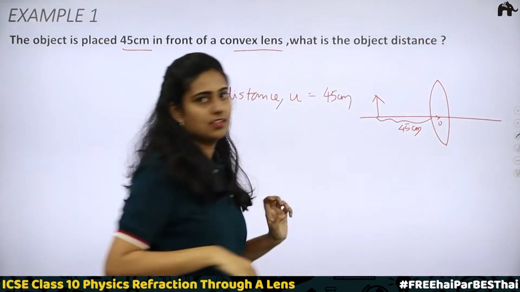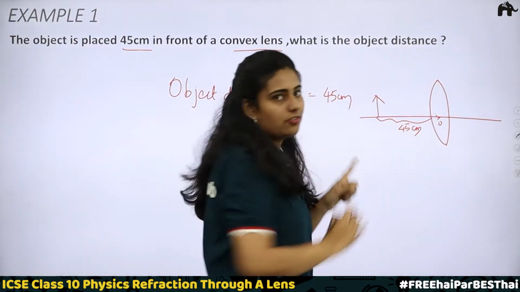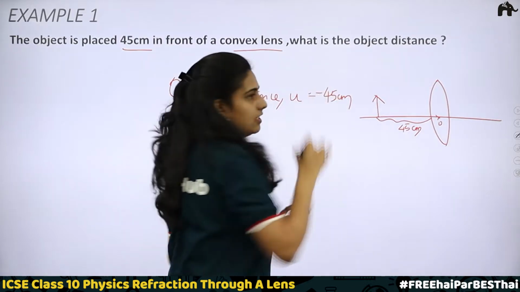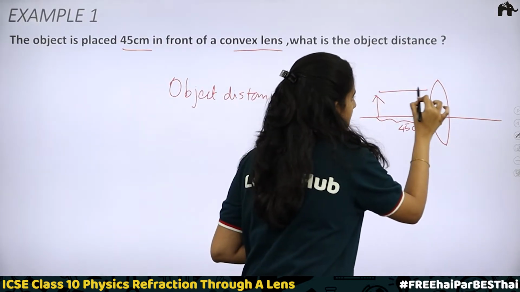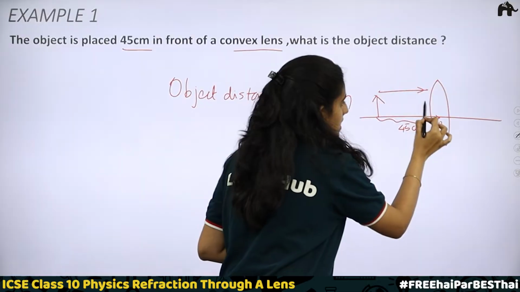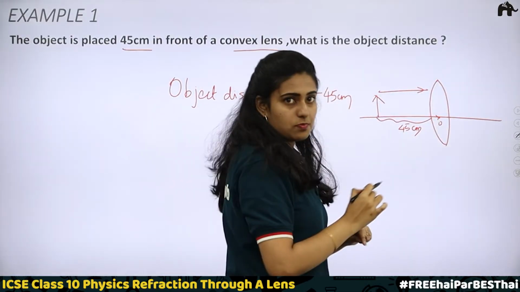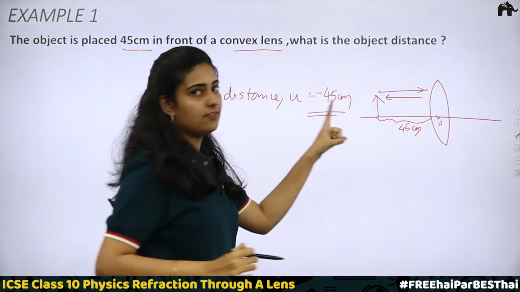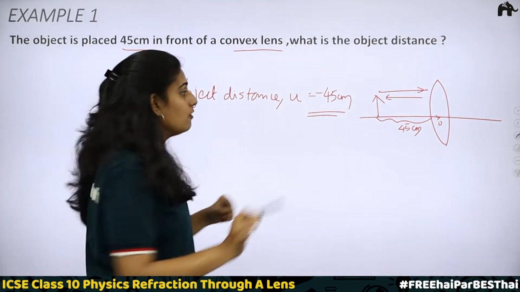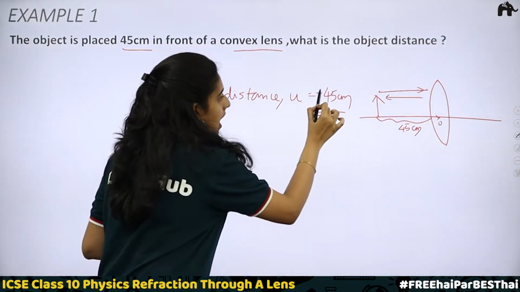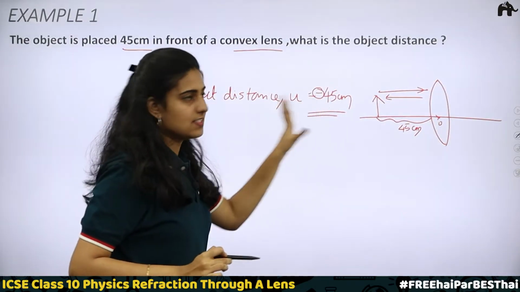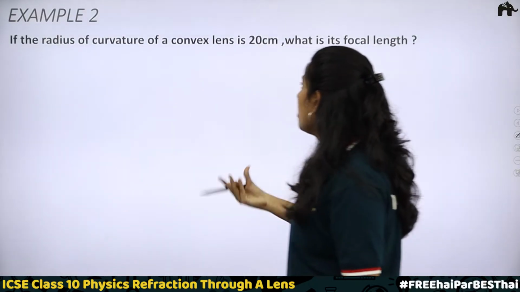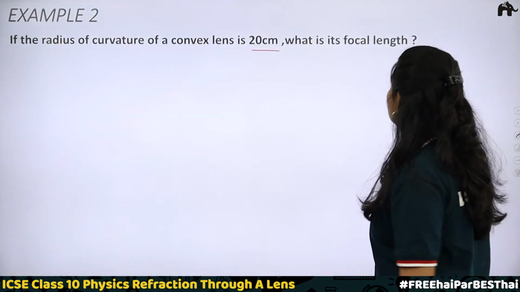Is this enough? It is placed to the left of the optical center. Okay. To the left of optical center means it will be negative. Why? Because here we have the incident ray in this direction. Okay, object distance is measured from optical center to the object, which is in the opposite direction. Therefore, the sign should be negative. Minus 45 centimeter is the object distance and not 45 centimeter. Okay, so understand what the importance of this negative sign is. Clear?